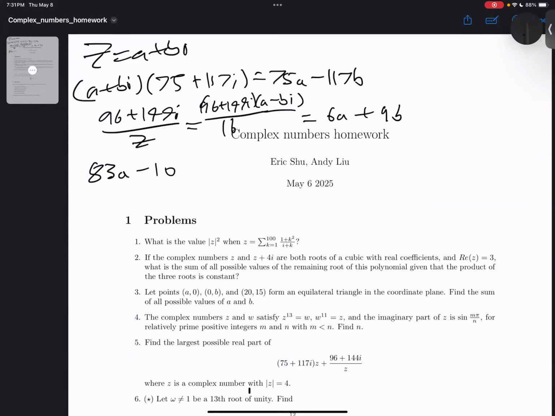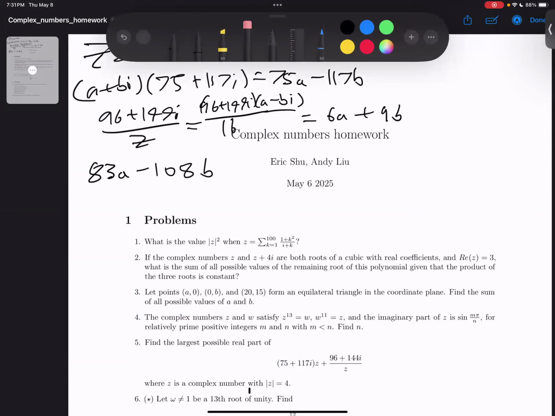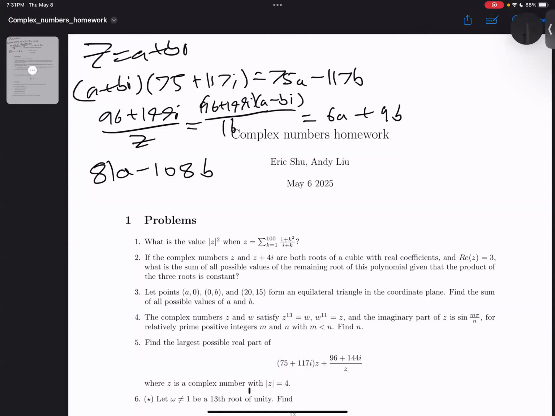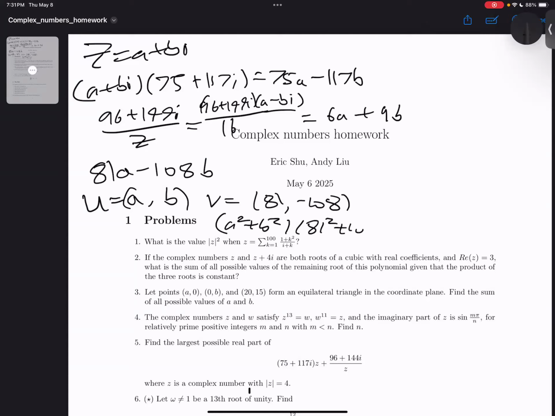And so we add them together, we get 81a. Oh wait, that's what I was doing. I forgot how numbers worked. All right, so 81a minus 108i, right? And we want to apply Cauchy-Schwarz. I assume Eric is confident enough to finish the solution now. Oh wow, it's a perfect square now. Golly gee.